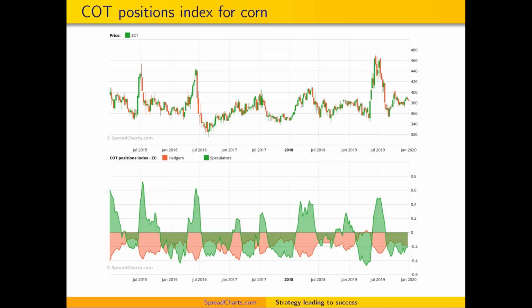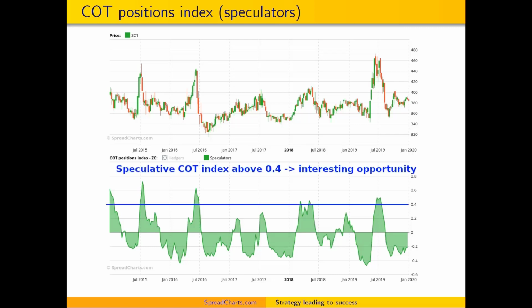Let's show just the large speculators. In this particular example, we can say the COT index at or above 0.4 can be considered extreme. The market would be overbought in such conditions and vulnerable to a sell-off.